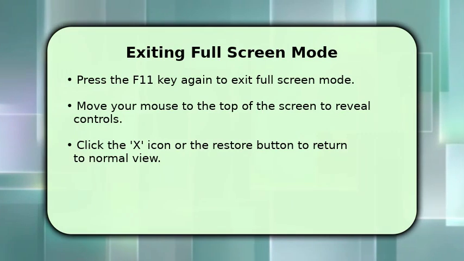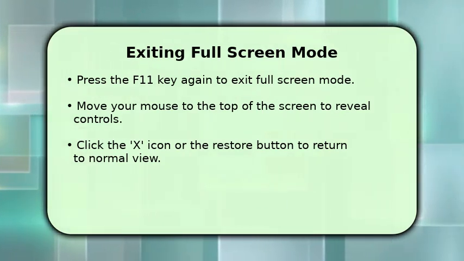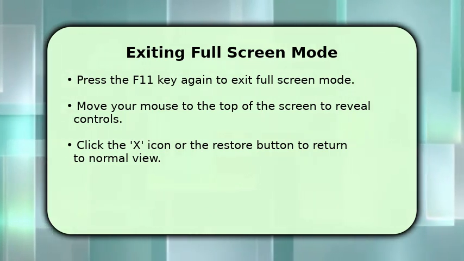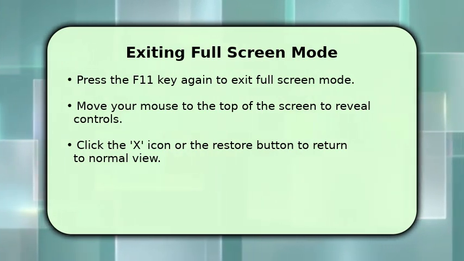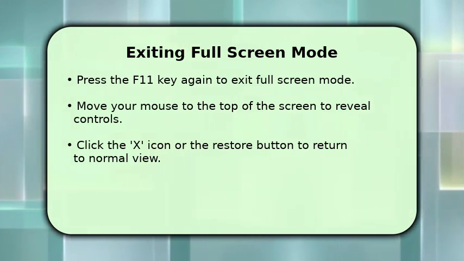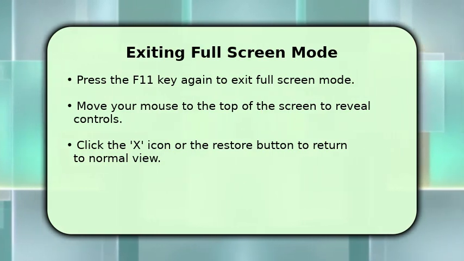Exiting full screen mode is just as straightforward as entering it. You can press the F11 key again, and your browser will return to its previous windowed state. Another way is to move your mouse cursor to the very top of the screen. This will reveal the browser's controls, including an X or a Restore Down button to click.